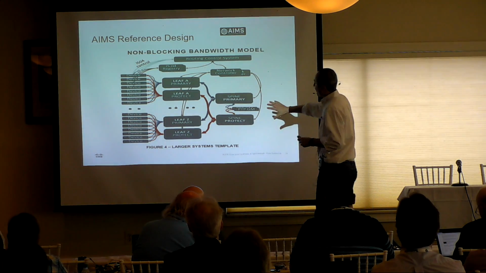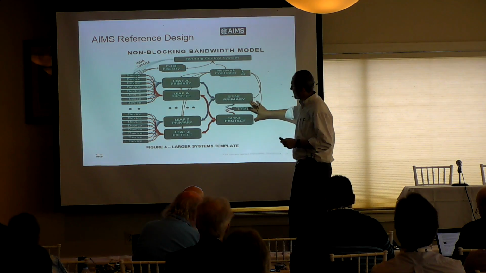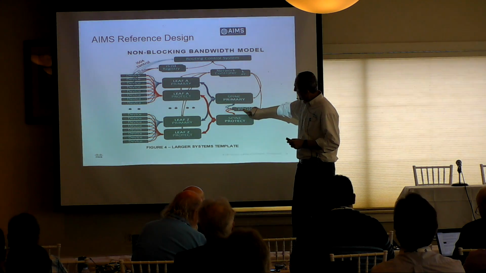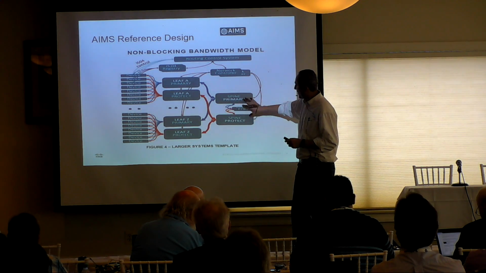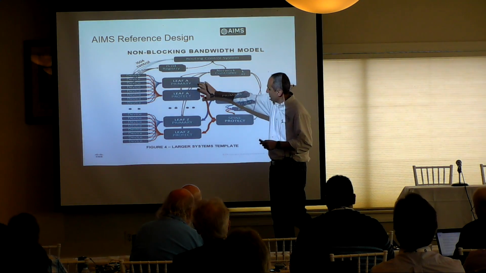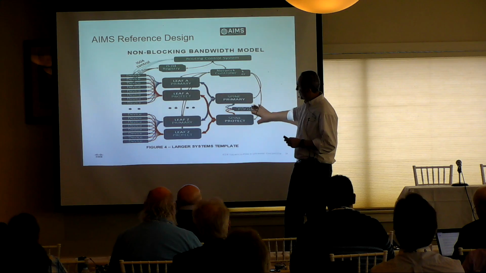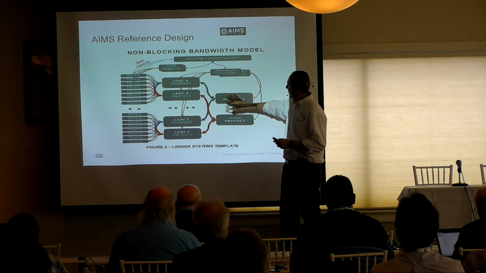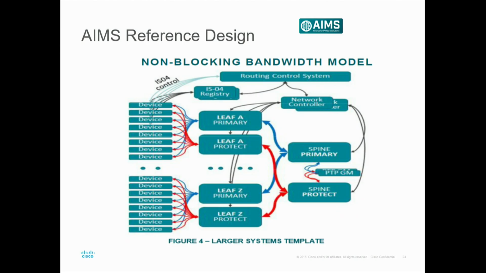And then you have a fabric that is based on leaves and spines. You notice the PTP grandmaster is connected somewhere to the fabric. Here they are showing spine, but I've seen it where it connects actually to the leaves. So the PTP grandmaster, the fabric architecture, and you see the network controller that we have been discussing, right? And the routing control system, or what we call the broadcast controller, on top. So again, wrapping it together, these are basically the building blocks that we have been discussing.